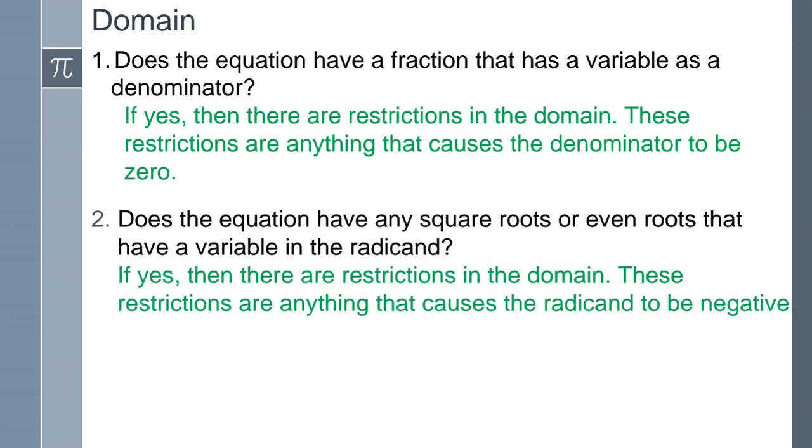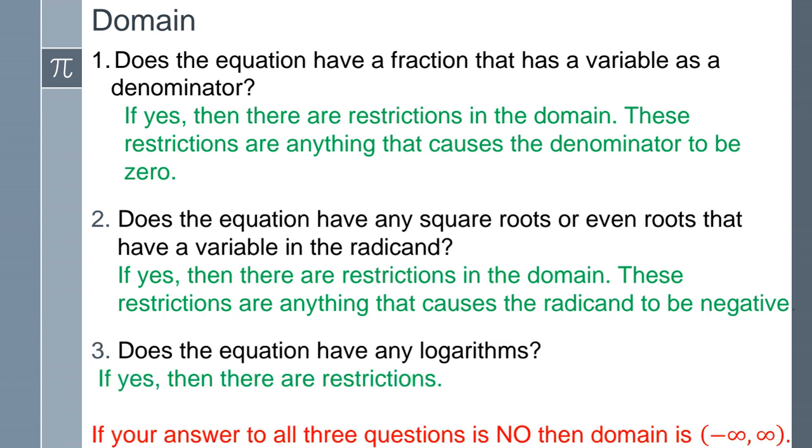Okay, now if you have square roots or even roots, then there's going to be some restrictions. Like if you have the square root of x, it's going to have restrictions because we cannot take the square root of a negative number. And the last one, which you don't have to worry about till you get to chapter 3: does it have a logarithm? If it has a logarithm, then there are restrictions. But if you're able to say no to these 3 questions, then the domain is always -infinity to +infinity.